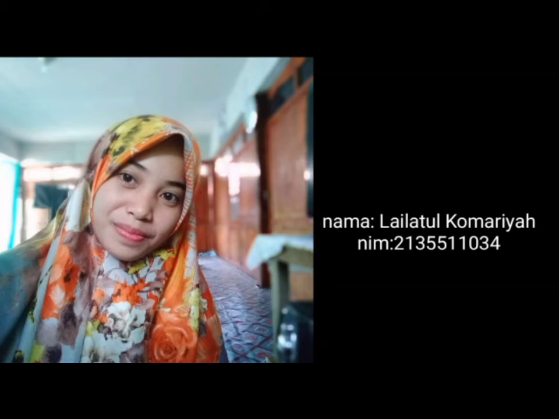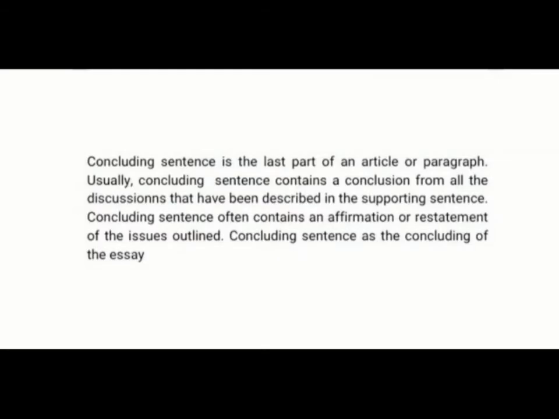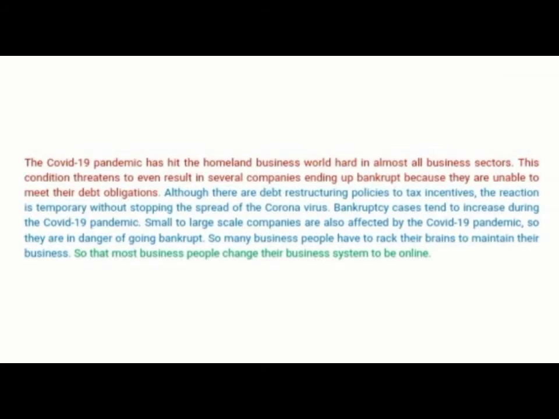This time I will explain about the concluding sentence. The concluding sentence is the last part of an article or paragraph. Usually, the concluding sentence contains a conclusion from all the discussions that have been described in the supporting sentences. The concluding sentence often contains an affirmation or restatement of the issues outlined. The concluding sentence is the conclusion of the essay. This is my paragraph. Green is the concluding sentence.